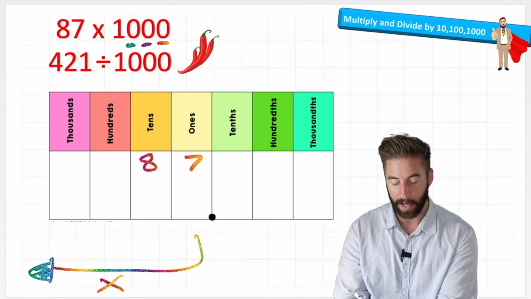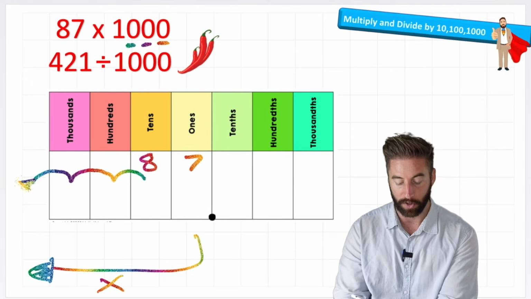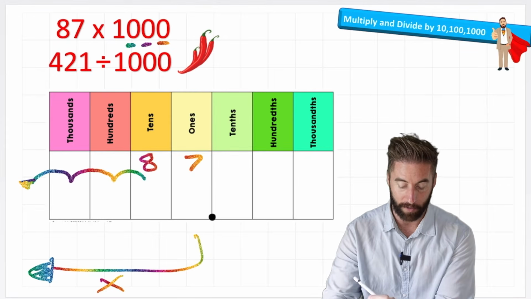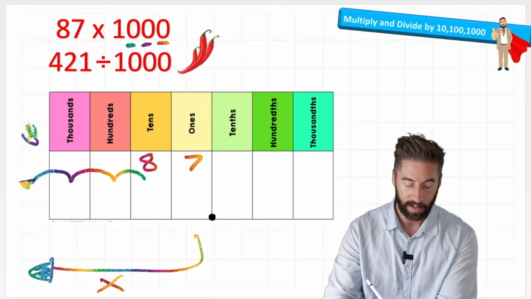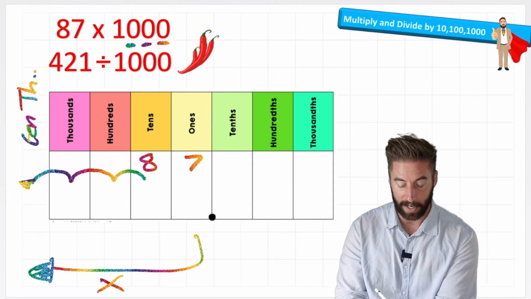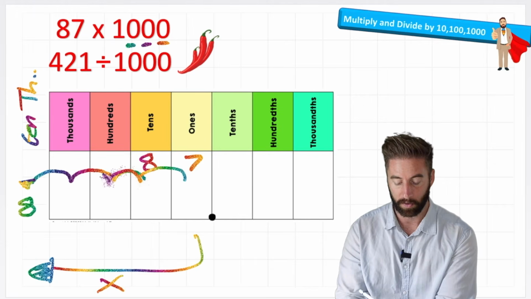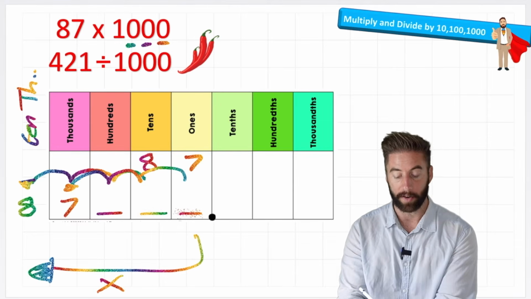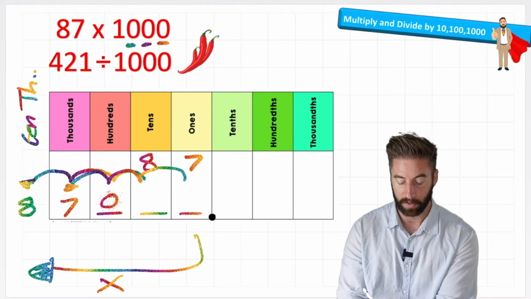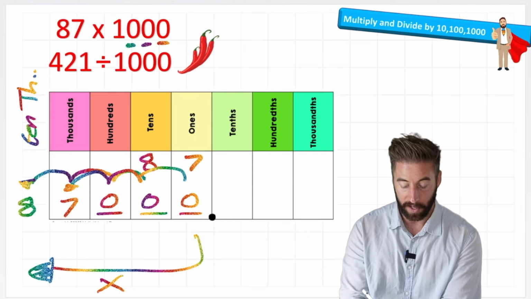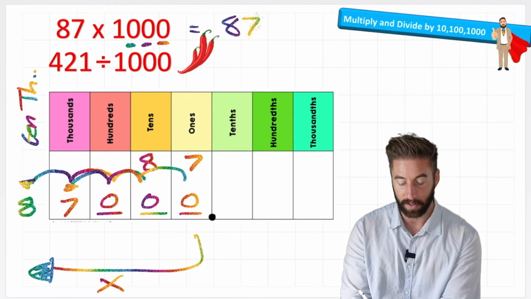So here we go. 8 moves 1, 2, 3. I'm coming actually out of my place value chart that I've made, but that's okay because the place value chart can go on forever, and this column here represents 10,000s. Okay, so my 8 lands in here. I'm going to do the same thing to my 7. 1, 2, 3, and now I have these 3 gaps before my decimal that I now need to fill with placeholders. 1, 2, 3. So my answer to 87 times 1,000 equals 87,000 and no decimals.